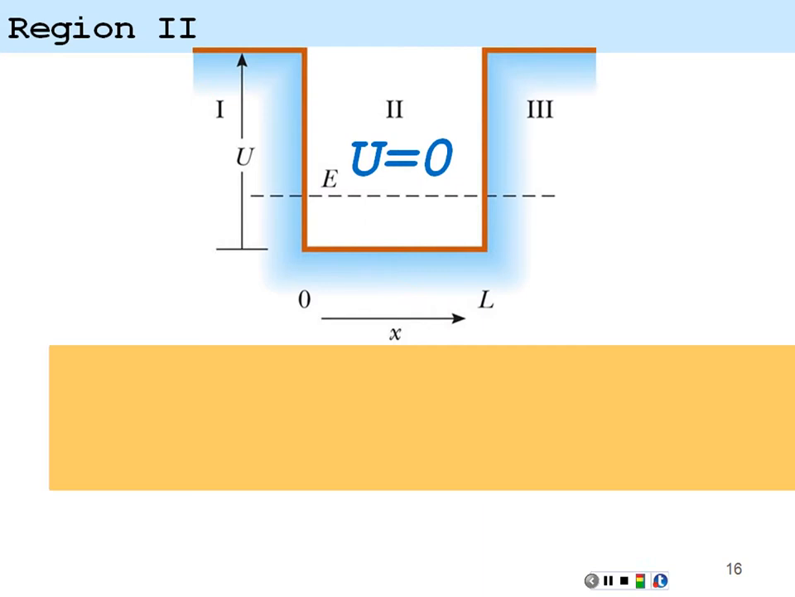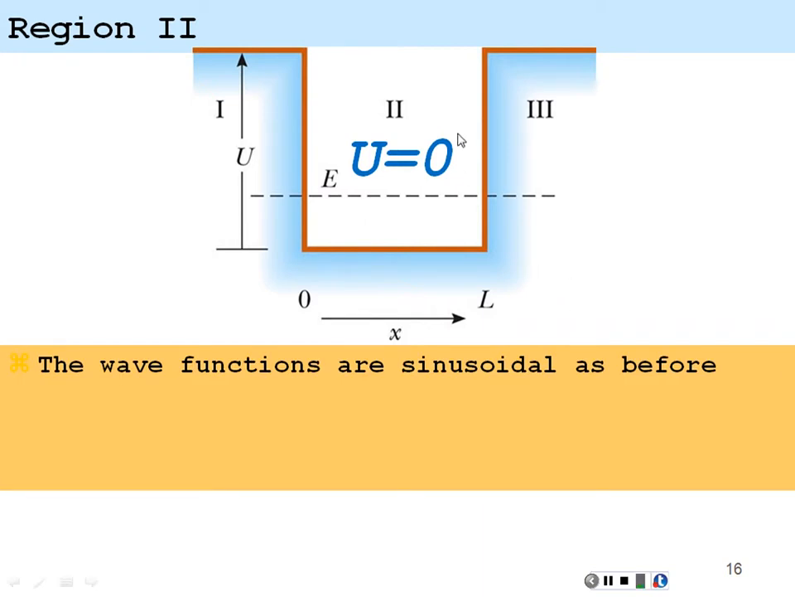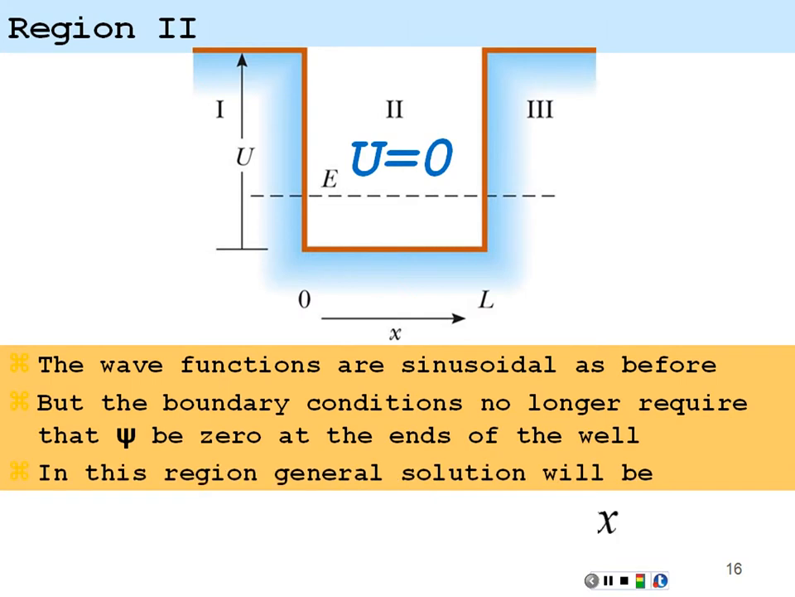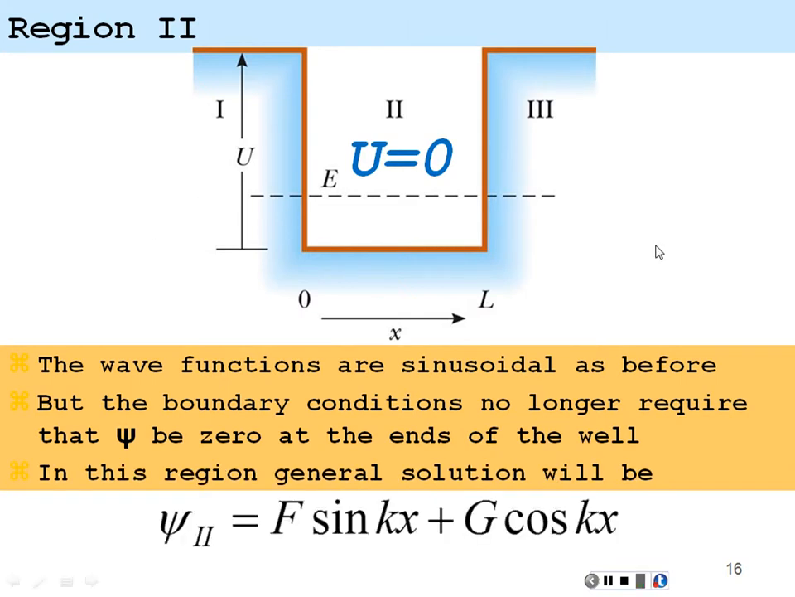So, looking at this problem, if we look at region 2, the middle region, where our potential energy is 0, the wave functions there will be sinusoidal, like we found with the infinite square well, the particle in the box example that we just looked at. But the boundary conditions now no longer require that our wave function goes to 0 at the ends of the well, because we don't have an infinite potential well. So the general solution, at least in this region, will be sinusoidal: f sine kx plus g cosine kx, and we don't lose the g this time because we're not going to 0 at our boundaries.